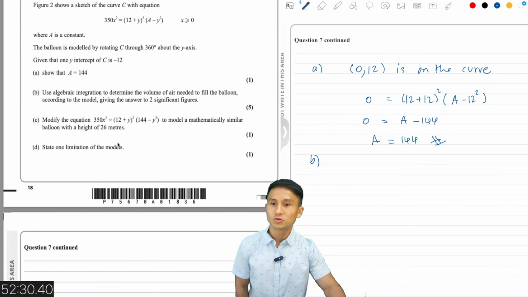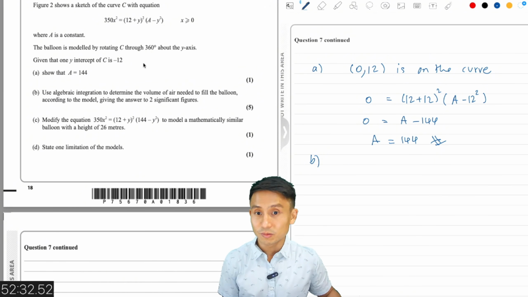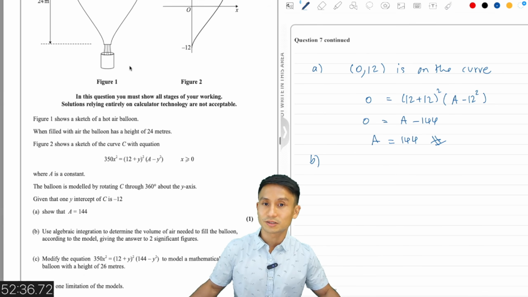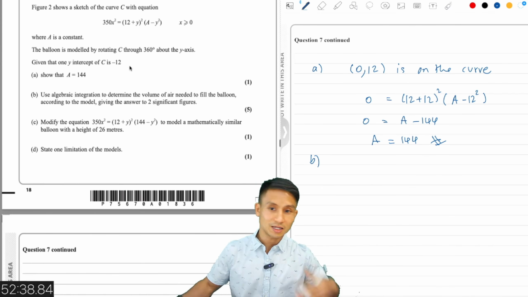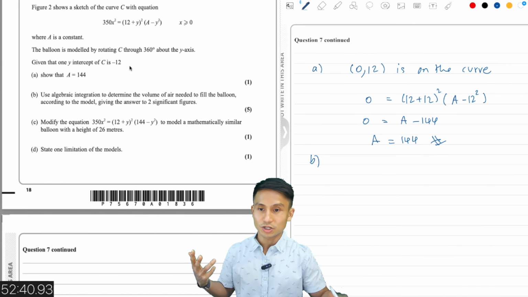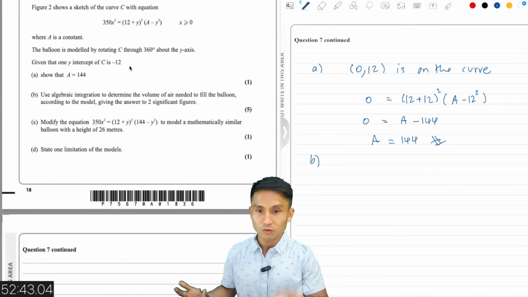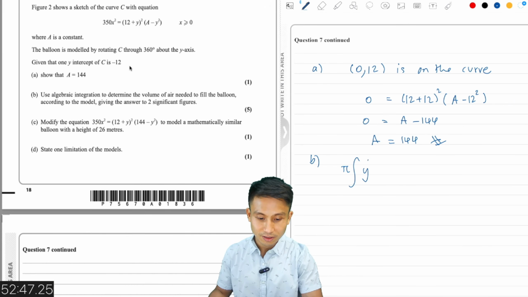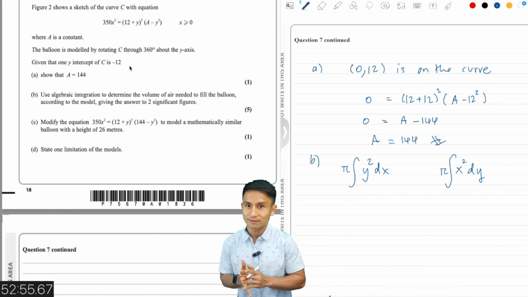Part B. Use algebraic integration to determine the volume of air needed to fill the balloon according to the model, giving the answer to 2 significant figures. So this is basically a solid of revolution. If you revolve about the x-axis, you would have this, but if you revolve around the y-axis, then you have the opposite, so it would be pi x squared dy.